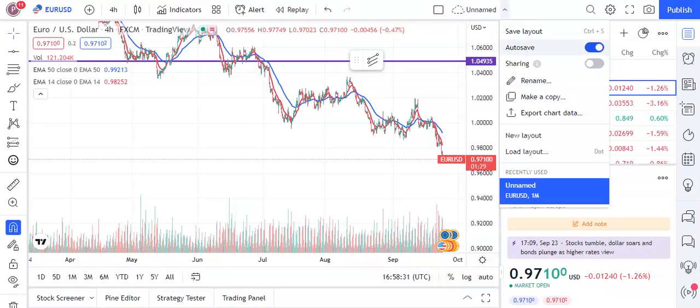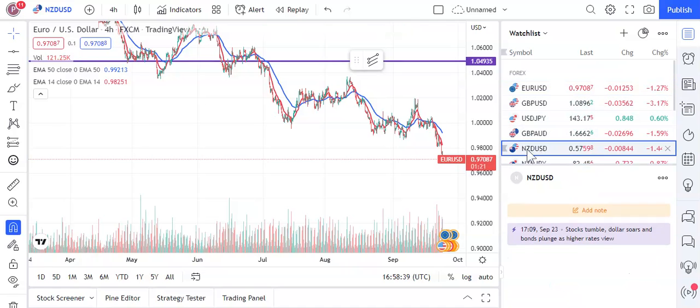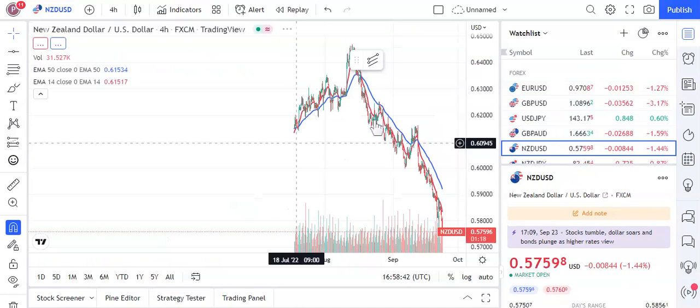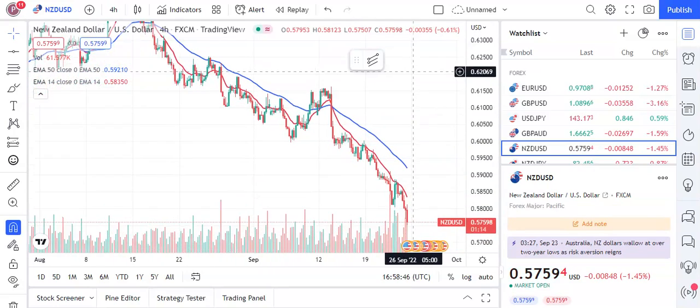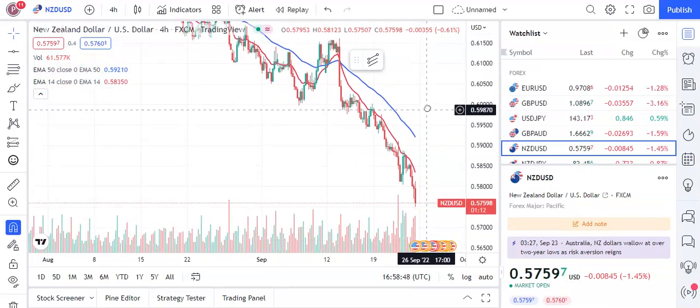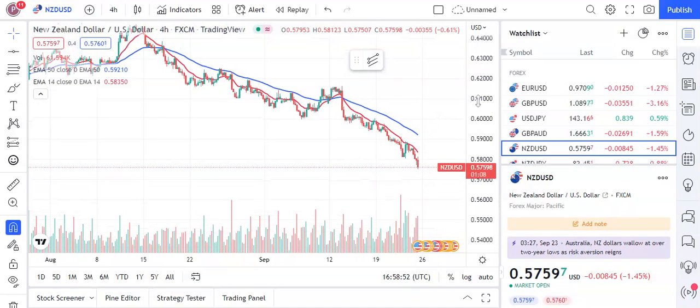Okay, so auto save, beautiful, is going to be saving my work. You can equally do the same thing on other tools. You can go to New Zealand USD, open the chart of New Zealand USD, this 4 hours time frame, and begin to draw your area of support and resistance. So do it one after the other for every tool you want to use. It's as easy as that.